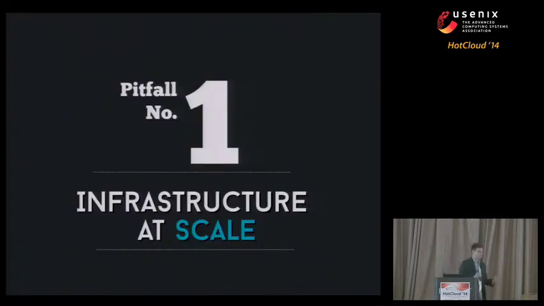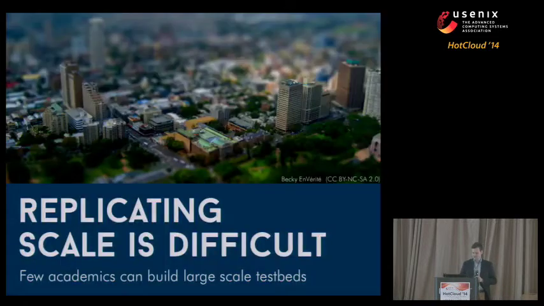So the first pitfall I'm going to mention is infrastructure at scale. Specifically, what we're talking about is replicating scale. We see this in a lot of papers all the time, that we do experiments, I've done this too, where you attempt to replicate a small portion of a large-scale system, or you attempt to create an entire large-scale system through simulation or through modeling or through other means. And it's very hard to replicate that scale.